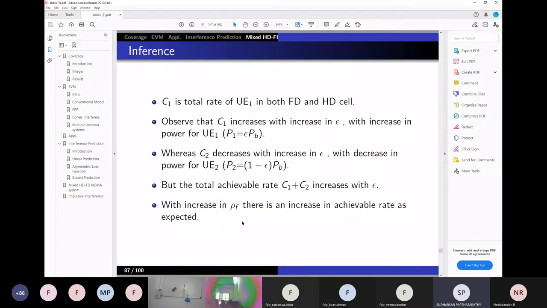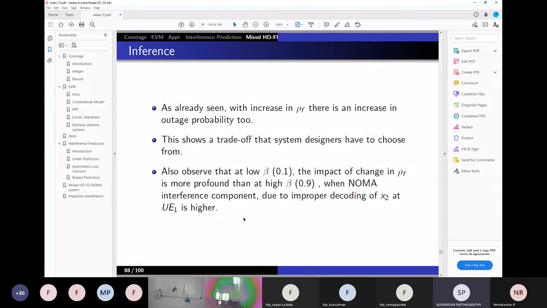With increase in rho f, there's an increase in achievable rate. Again, this is expected. When the fraction of full duplex base stations increases, the outage will increase, but your rate also will increase. So this is basically a trade-off which the system designers have to choose: how much rate you want or how much outage you want. Also observe that at low beta, when the decoding error in UE1 is low, the impact of change in rho f is more profound than at high beta. Because at high beta, you're already incurring a significant amount of decoding error, so it doesn't really matter what your rho f value is going to be.